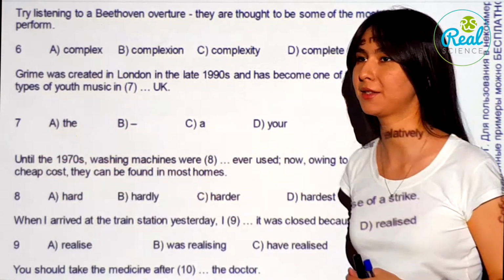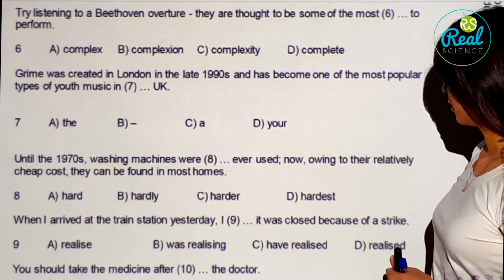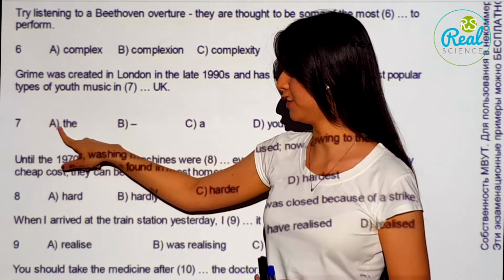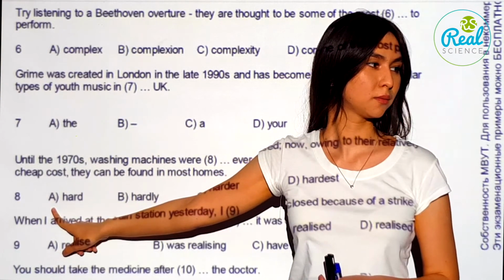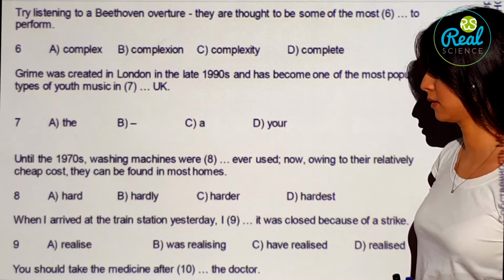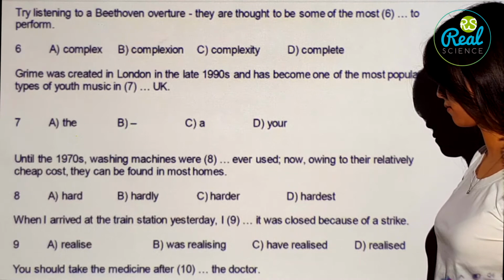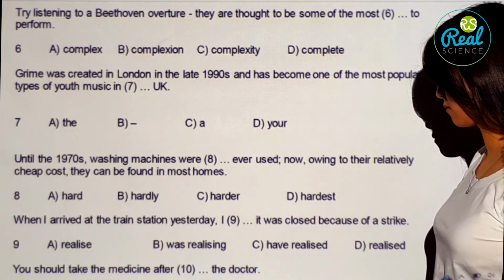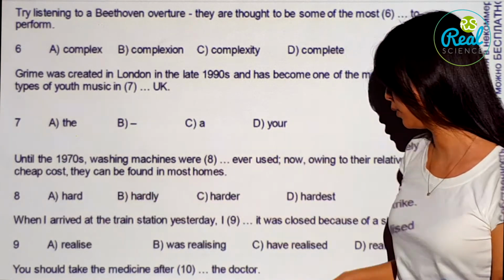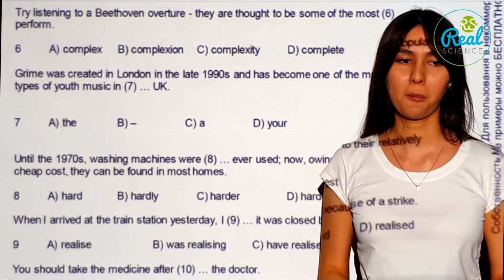So next one, 7. Can I? Yes. Grime was created in London in the late 1990s and has become one of the most popular types of youth music in the United Kingdom. In the United Kingdom, very good. 8th one. May I? Yes. Until the 1970s, washing machines were hardly ever used. Now, owing to their relatively cheap cost, they can be found in most homes. Yeah, hardly ever used. Why is it not "hard ever"? Why is it not "hardest ever"? Hardly means "barely". It's an adverb. Hardly means not.